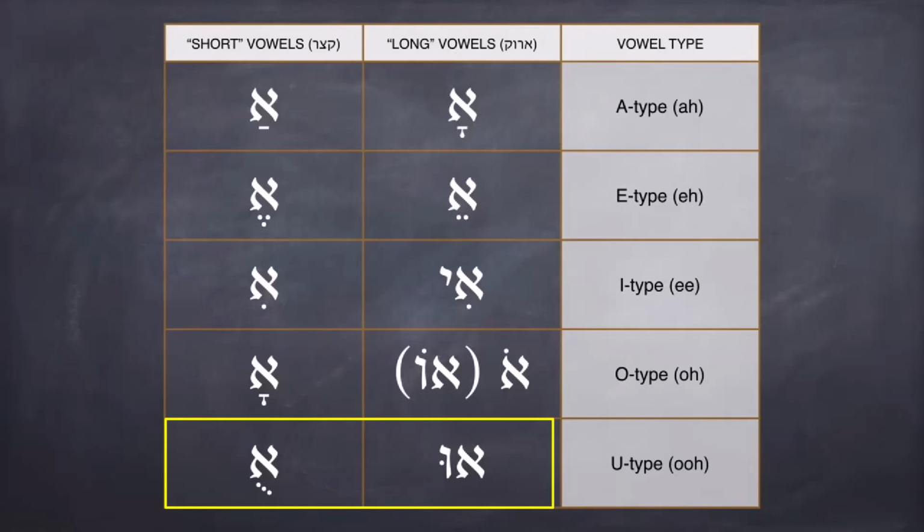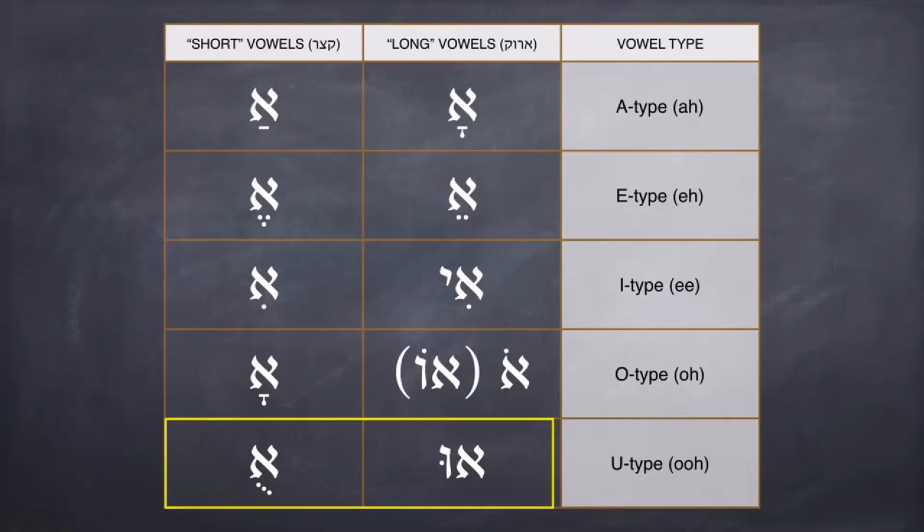Then we come to U class vowels. We have the shurek, with long U sound. And then we have the kibbutz. Kibbutz has a funny name, also a funny way of writing it, so I guess that is how you'll be able to tell it.